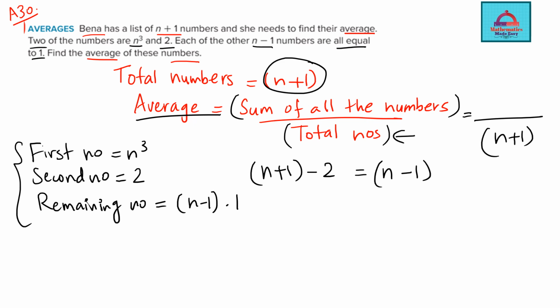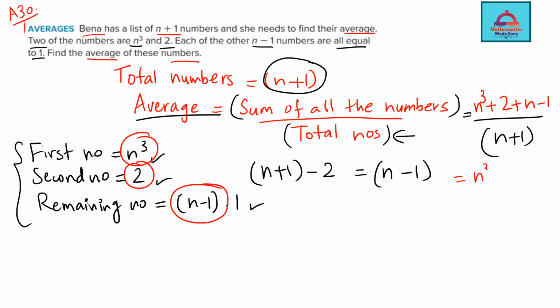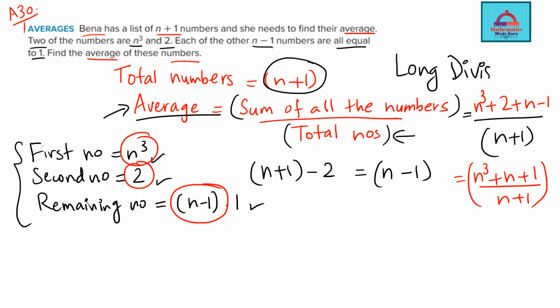Let's add them to get the sum. So this plus this plus this means n cube plus 2 plus n minus 1. So the numerator, which is the sum of all the numbers after addition, becomes n cube plus 2 plus n minus 1. So you can just combine it and this comes out to be n cube plus n plus 1, divided by n plus 1. So to get the final answer for the average now, we will just divide the two, use the method of long division, get our quotient, get our remainder, and give the final answer.